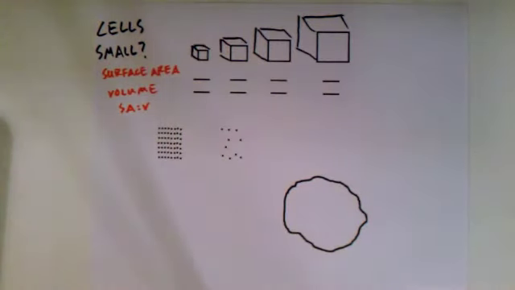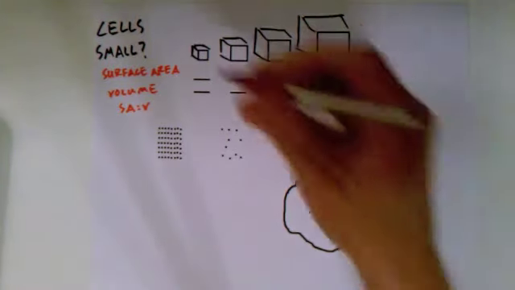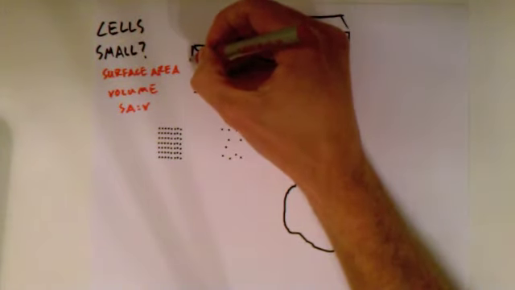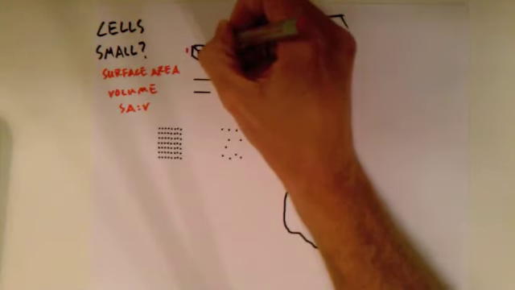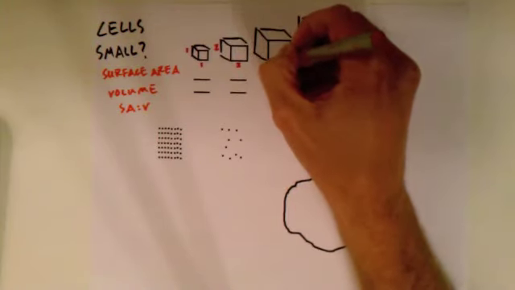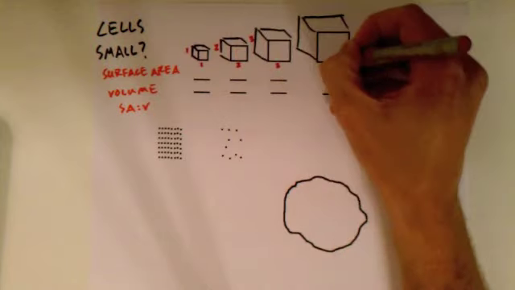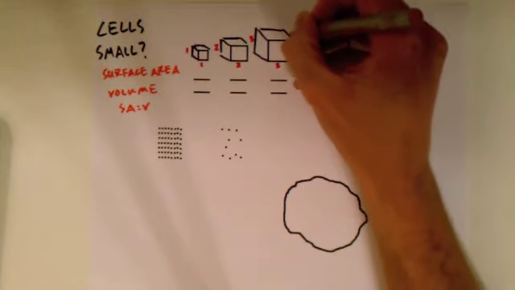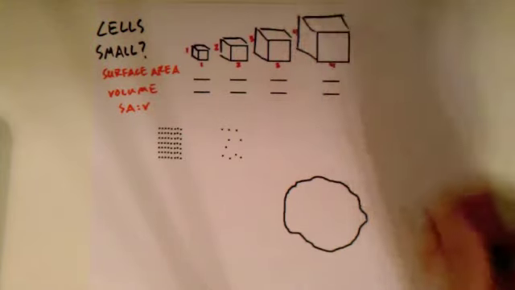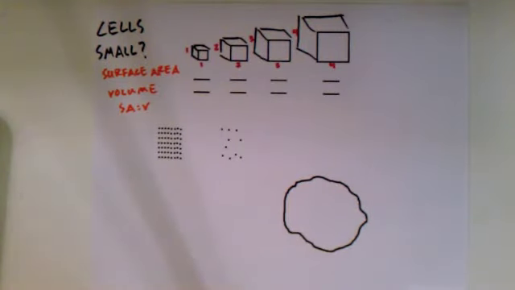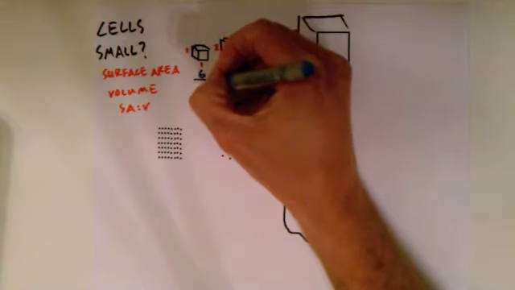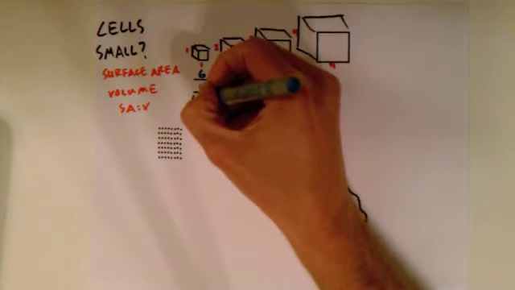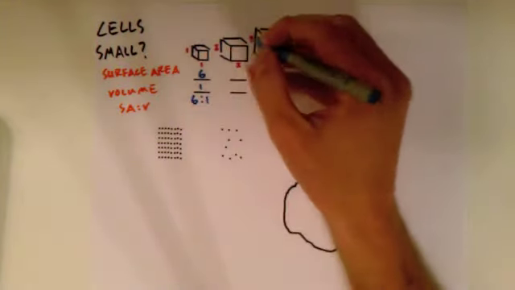And so we have here 4 cubes. They're going to represent cells. The first one is 1 inch by 1 inch. The next one 2 by 2, then 3 by 3, and 4 by 4. So if we take the surface area of the first one, it's 6 inches to a volume of 1. That gives us a 6-to-1 ratio.